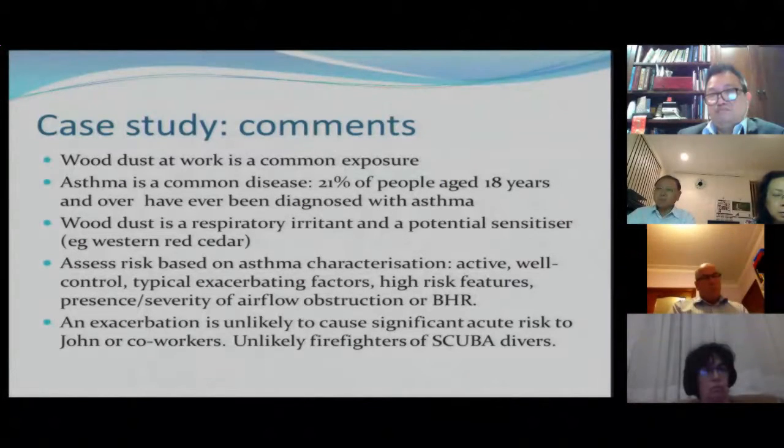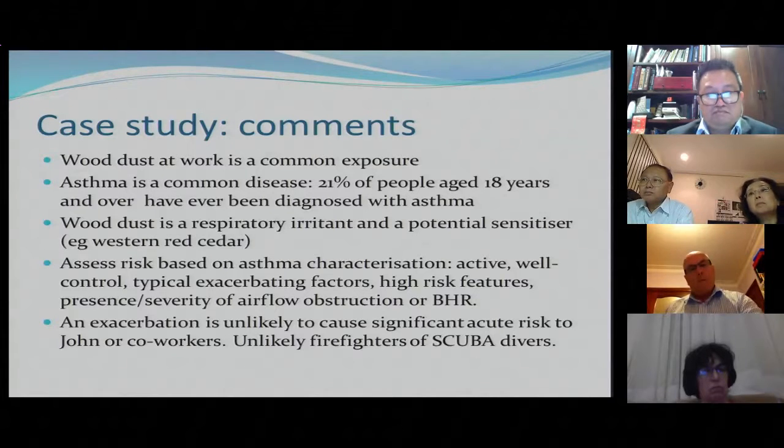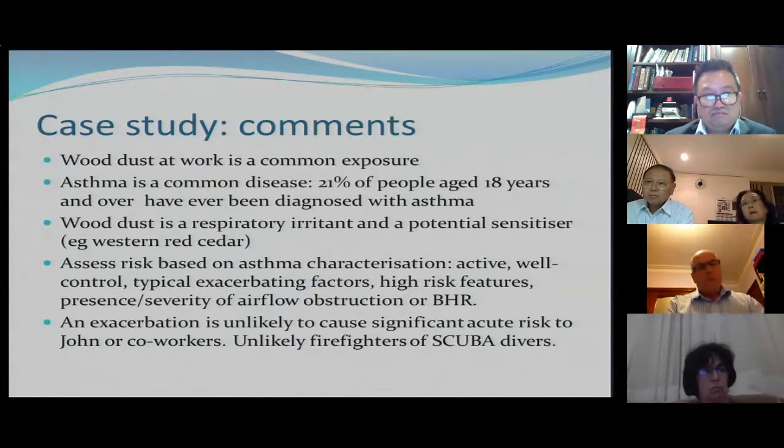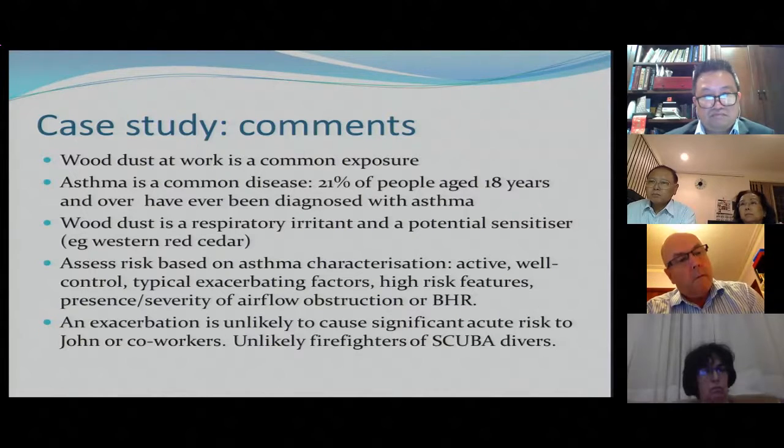So these were just some of my responses to some of those things. Wood dust is a very common exposure, really, in a variety of industries, whether it's in a building trade or working at the sawmill. Asthma is a very common disease. So when you have a worker that has asthma, it's important to weigh up discrimination versus risk. And in this situation, the severity of that asthma is very, very important to assess if you're going to say potentially to that worker that they can't be employed in that situation.